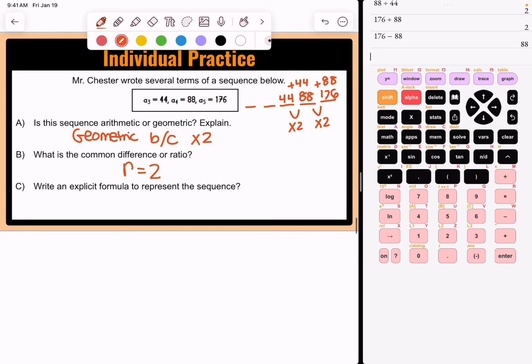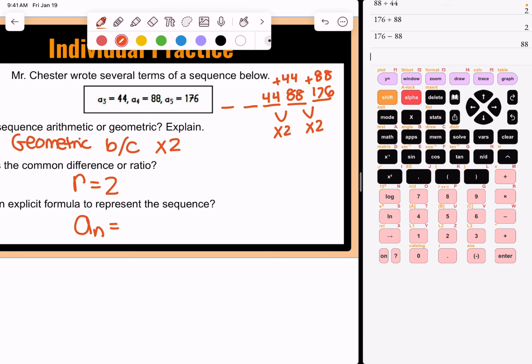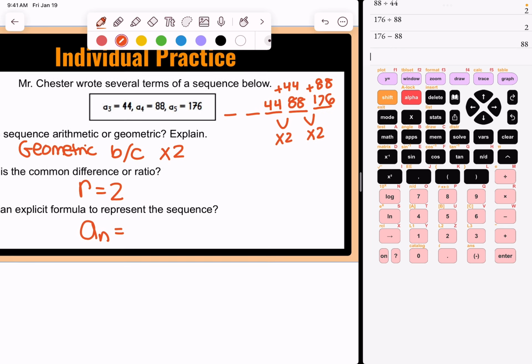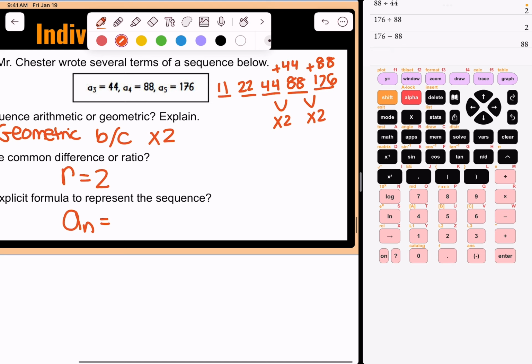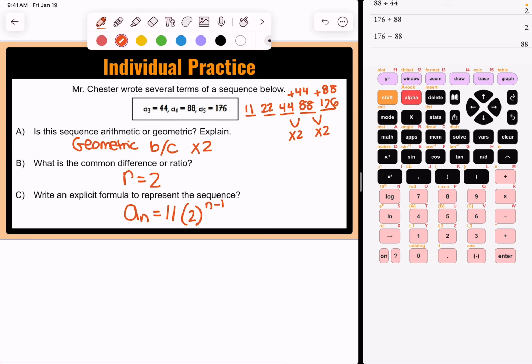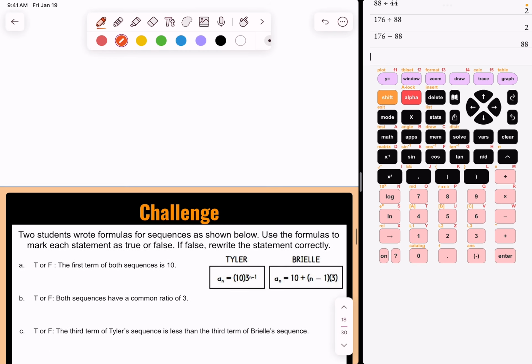And what's the explicit formula? We write AN equals our first term. Oh, we're going to have to go backwards to find our first term, so we're actually going to have to divide. 44 divided by 2 is 22, and 22 divided by 2 is 11. So A1 equals our first term, which is 11, multiplied by our common ratio, which is 2, raised to the n minus 1 power. All right, now let's look at this next question.